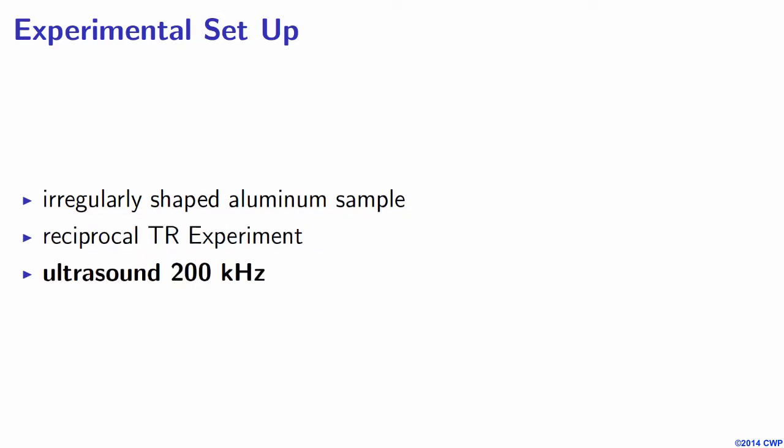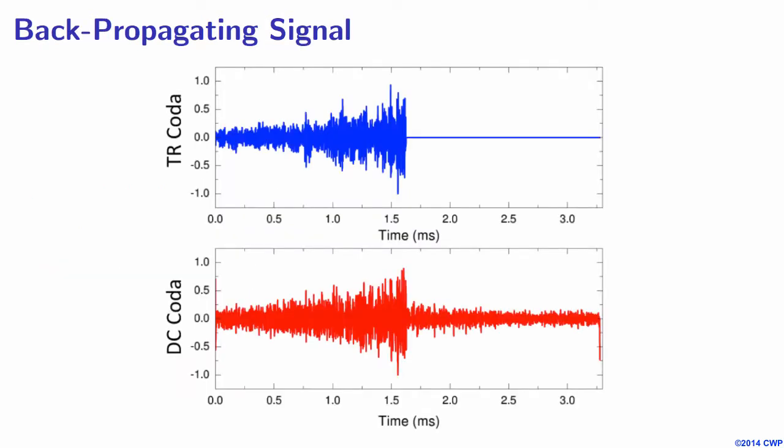So finally, this was an ultrasound experiment with the source function having a central frequency of 200 kilohertz. So we propagate our source wave field from our source transducer and record it. We then apply time reversal and deconvolution to that recorded data to get the following back-propagation signals. In the top, in blue, is shown time reversal's back-propagating signal. In the bottom, in red, is shown deconvolution's back-propagating signal, with the x-axis being time, y-axis amplitude.